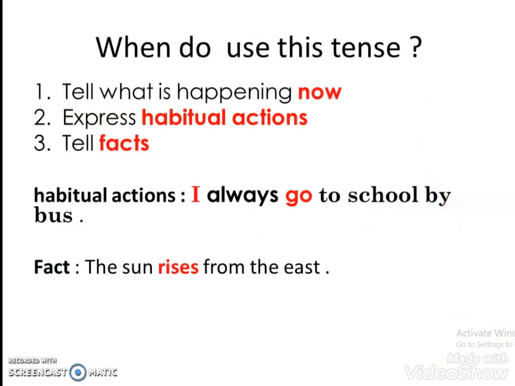Now, when do we use this tense? We use the present tense to tell what is happening now, what I'm doing now. Also to express habitual actions. For example, I always go to school by bus. When I use the word always, it expresses habitual actions. Or it tells facts. Whenever I want to tell facts, I use the simple present tense, like the sun rises from the east.